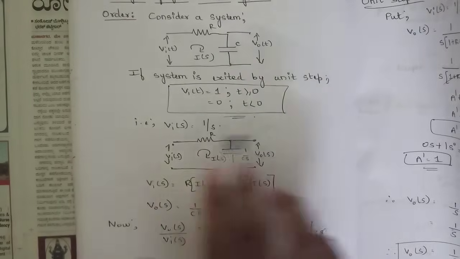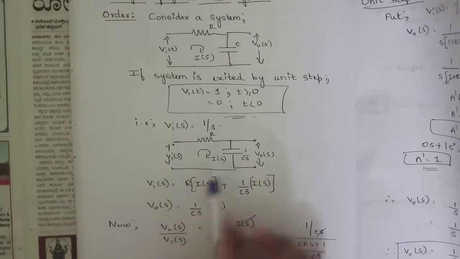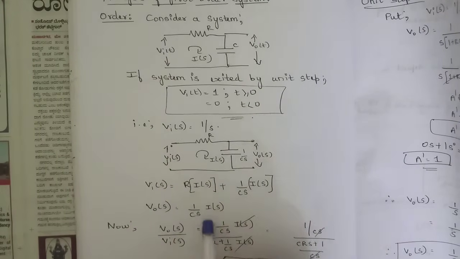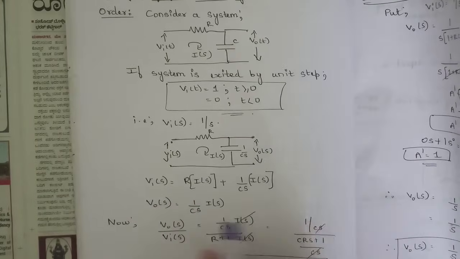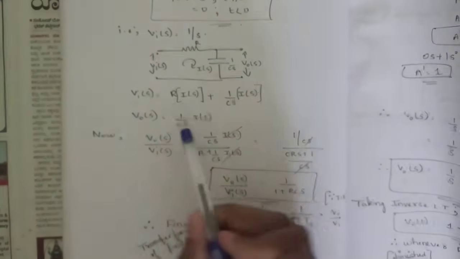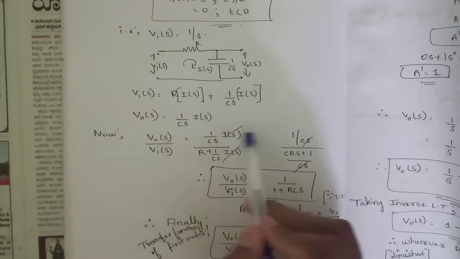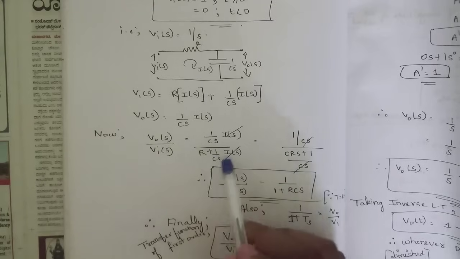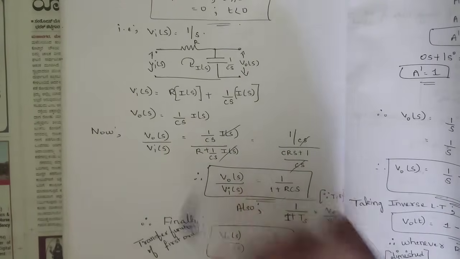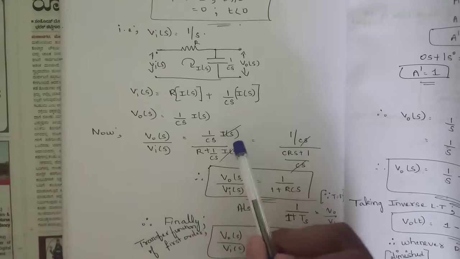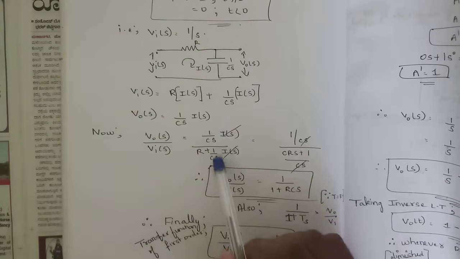Now write the equation: Vi of s is equal to R into I of s plus 1 by Cs into I of s. Vout of s is equal to 1 by Cs into I of s. So the transfer function Vout by Vi is equal to 1 by Cs into I of s divided by R plus 1 by Cs into I of s. We can cancel the I of s terms, leaving 1 by Cs divided by R plus 1 by Cs.